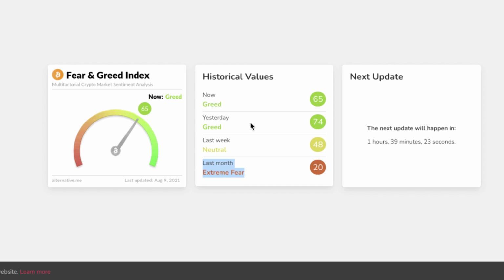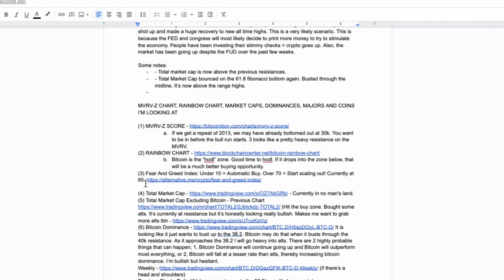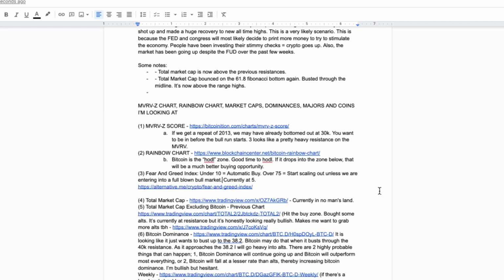And maybe I should actually raise that to 75, to be honest. Yeah, I'm going to raise it to 75. Start scaling out, unless we're entering into a full blown bull market. So 65. Anyway, that's the fear and greed index.